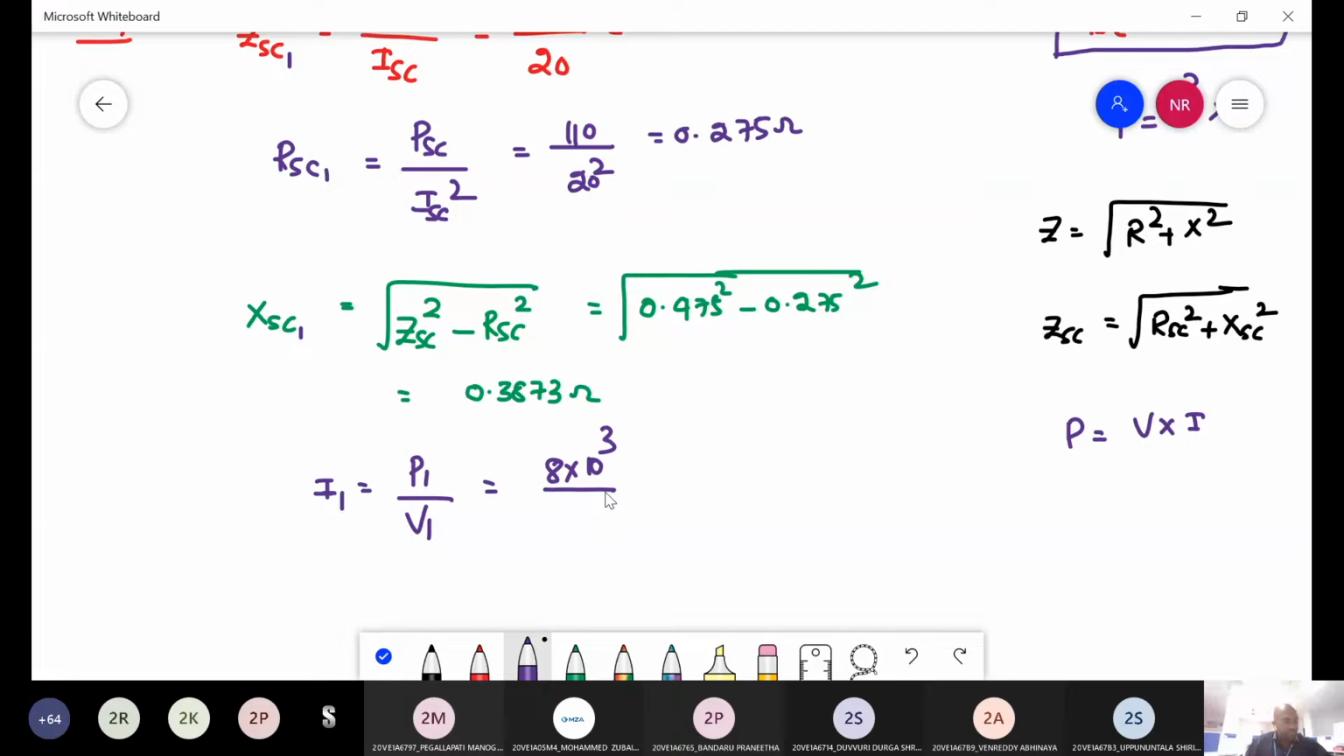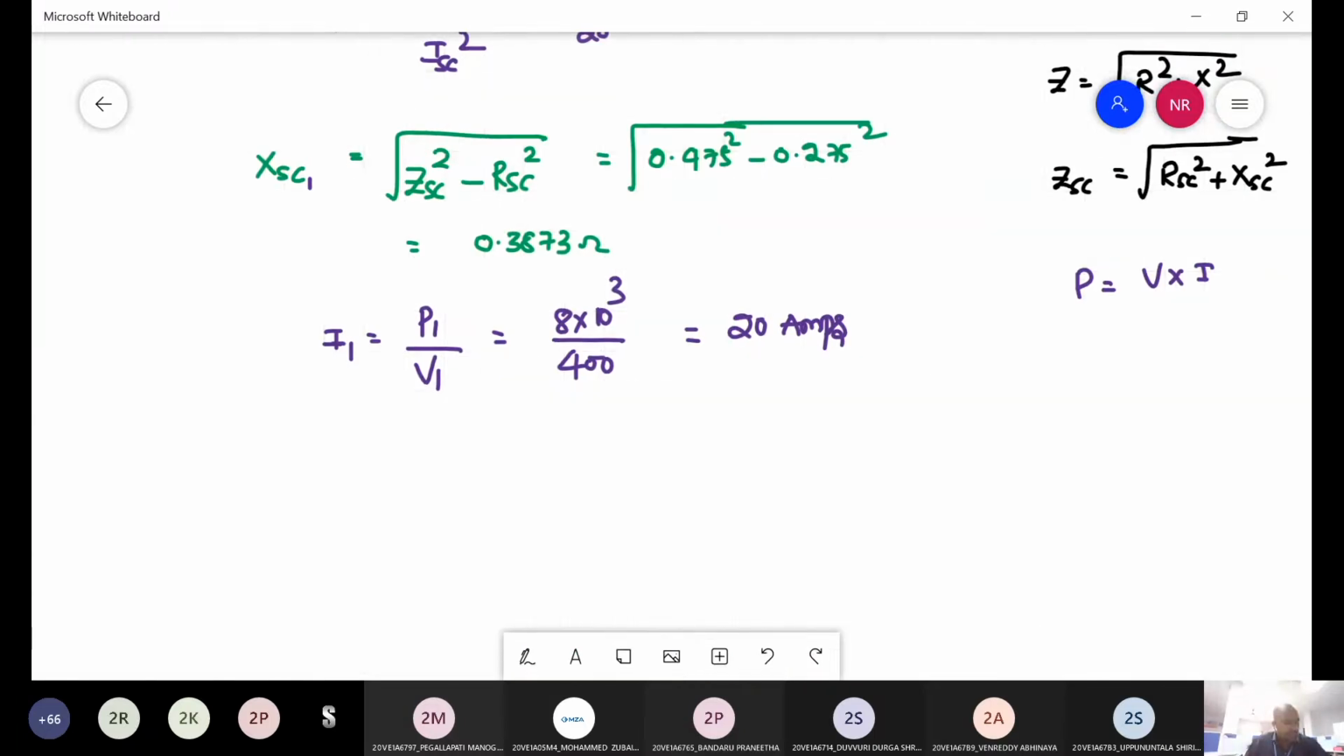And what is the voltage here? Sorry, on the primary side, what is that voltage? 400 volts. Primary side voltage is 400 volts, right? Then what is the current here? 20 amps. So this is the primary current, 20 amps. Then power factor is given, copper losses is given. Then regulation, what is that regulation calculated?